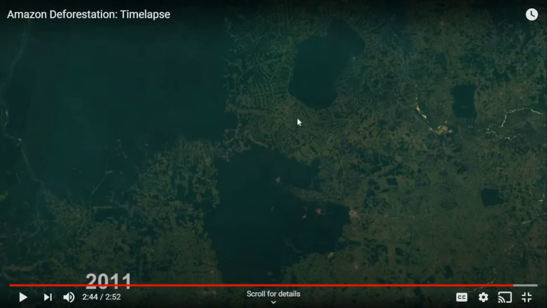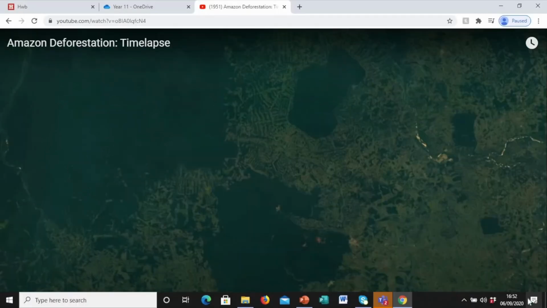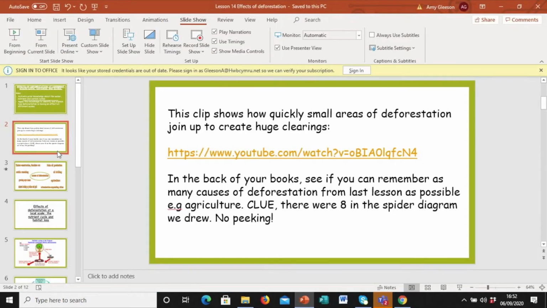And that just shows you the stark difference between what the rainforest coverage used to be like and what it's like now. Well, not even now. This is 10 years ago. So just imagine how little rainforest is left in these regions now. So that was just to give you a visual representation of the rates of deforestation that we were talking about last lesson. So if I just exit that full screen and bring us back to where we were.